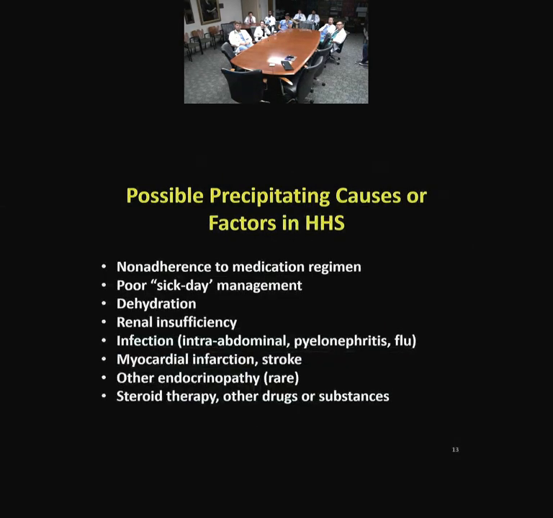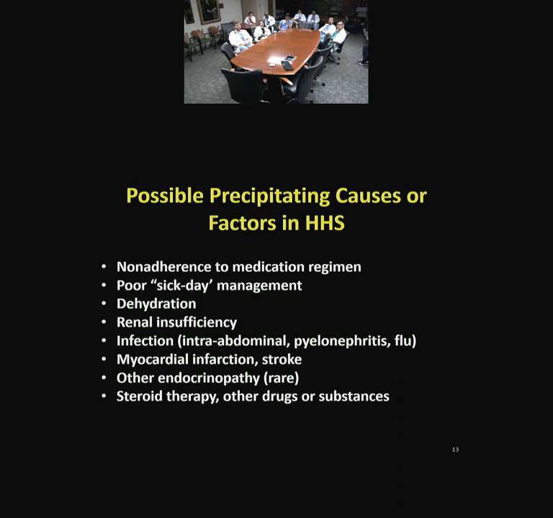So again, people are not adherent to medication. They have poor sick-day management. They are dehydrated, especially in summer. They have renal insufficiency. They come with infection. They come with myocardial infarction or stroke. They are on therapy that worsens their glycemic control.